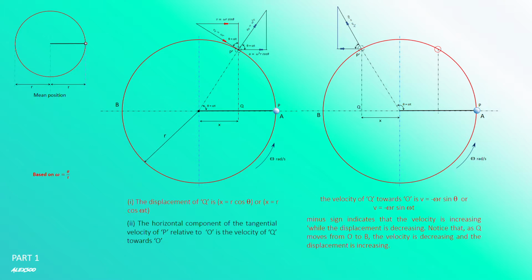Sine 180 degrees is how much? It is 0. So the v is 0, but the displacement is maximum, which is equal to its amplitude. That is based on the circle itself.